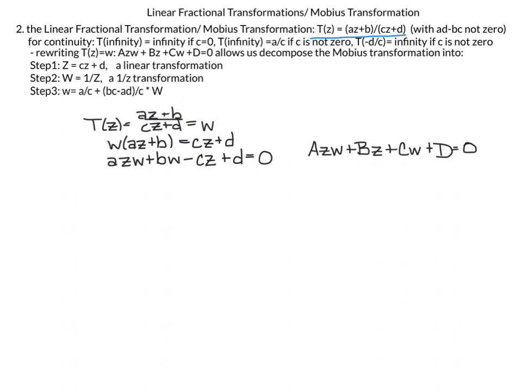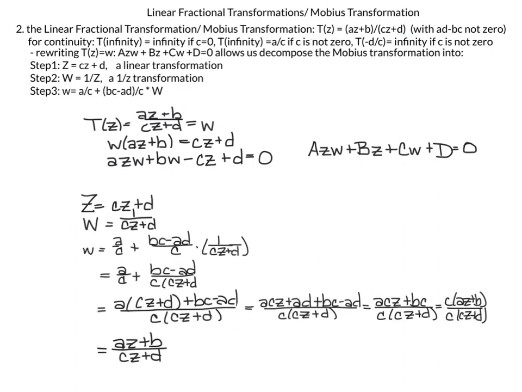And then last, we're going to have our final w, which is equal to T of z, equal to a divided by c plus (bc minus ad) over c times w. So here we have a constant, and here we have a constant times our vector. So this is also a linear transformation. So we've divided up this linear fractional transformation, or decomposed it into 3 functions, each of which we've already studied before: a linear transformation, a 1 over z transformation, and a linear transformation.